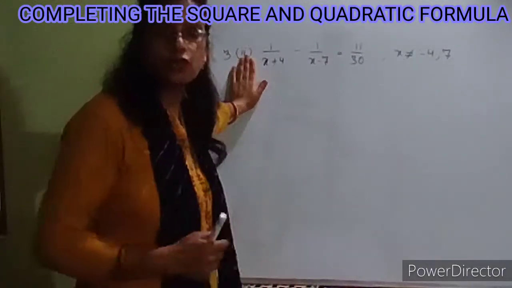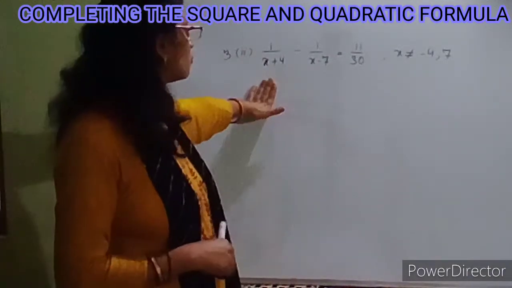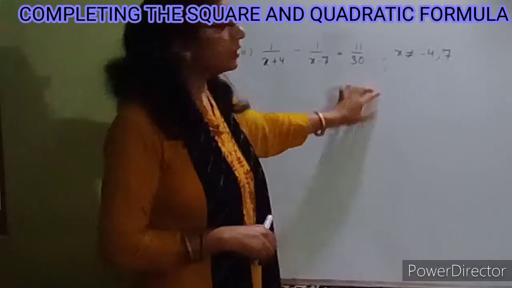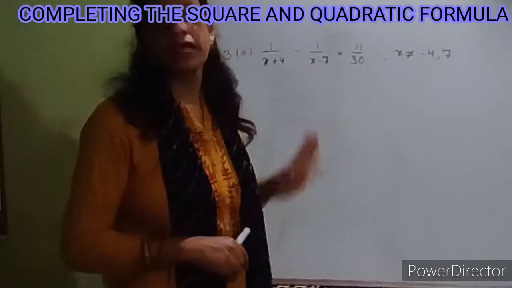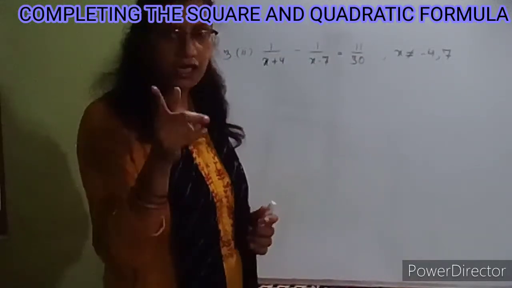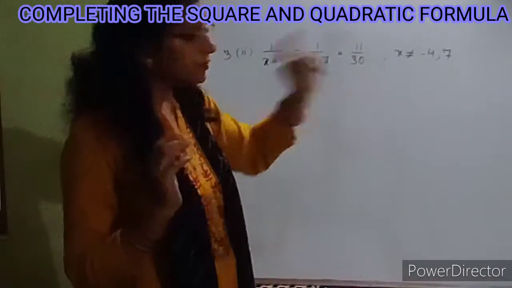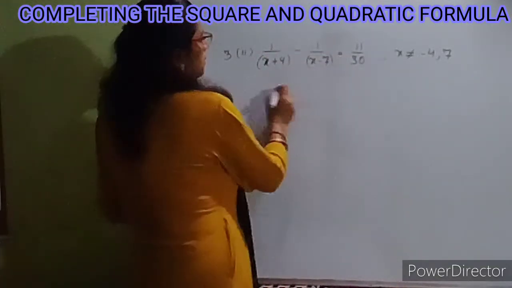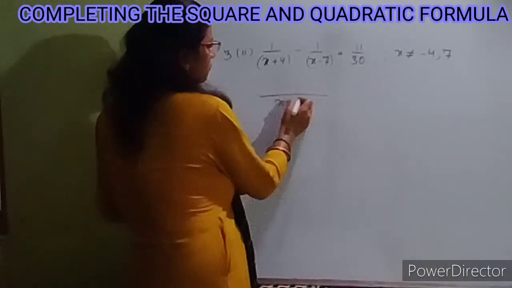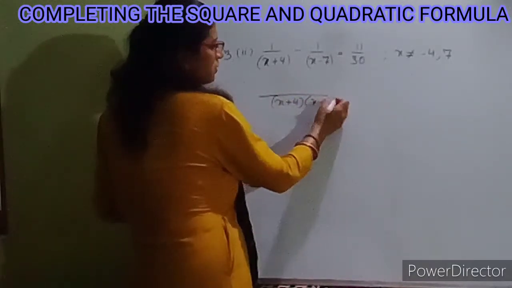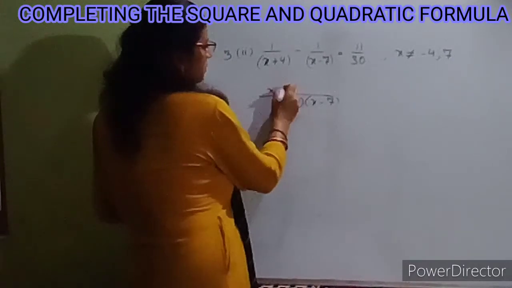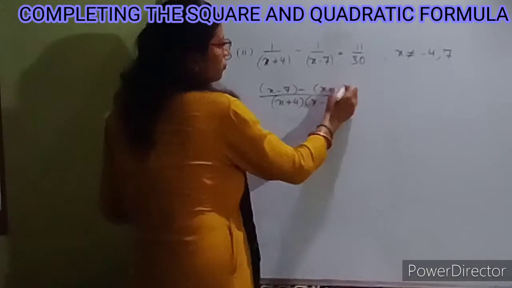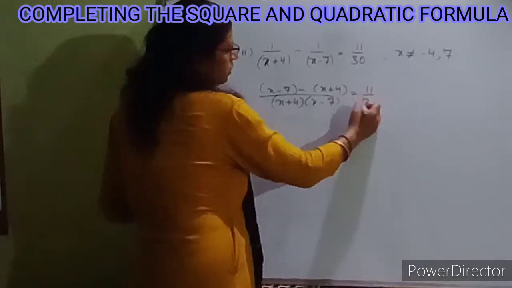Second part of the third question is 1 upon (x plus 4) minus 1 upon (x minus 7) equals to 11 upon 30. But the value of x should not be minus 4 and 7. Okay, so that means your answer will come to something else, not minus 4 and 7. Okay, so let us solve this. Keep this in bracket. Take the LCM, (x plus 4) and (x minus 7). What you will get? (x minus 7) here minus (x plus 4) here.